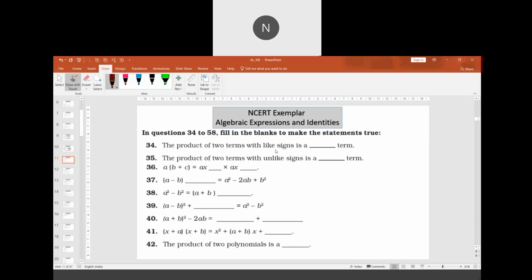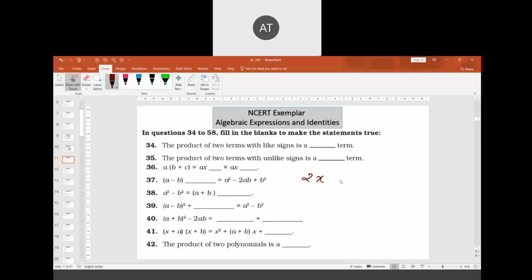Positive term. The first one is like, positive like term. The product of two terms with like signs is positive. If it is the same sign but different variables, it will not be a like term.